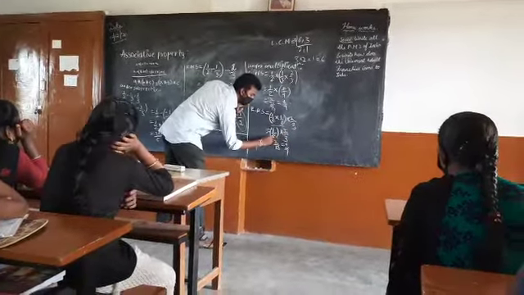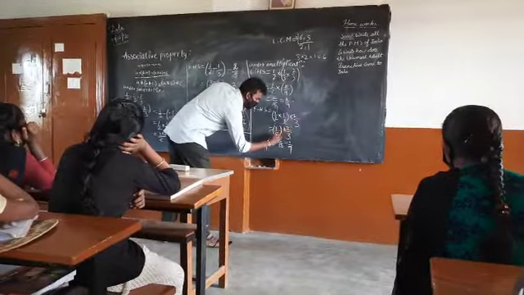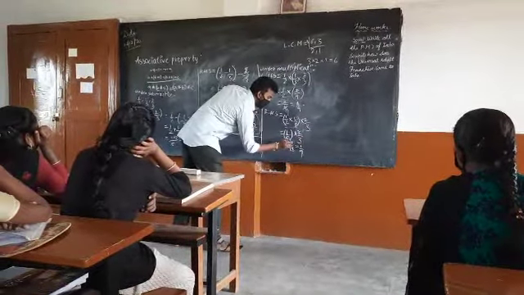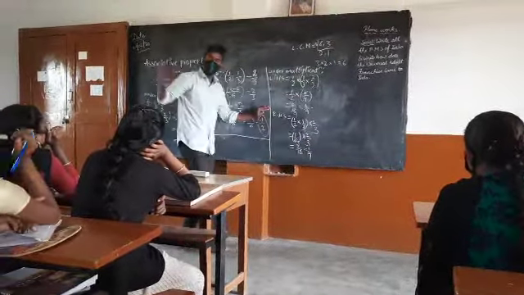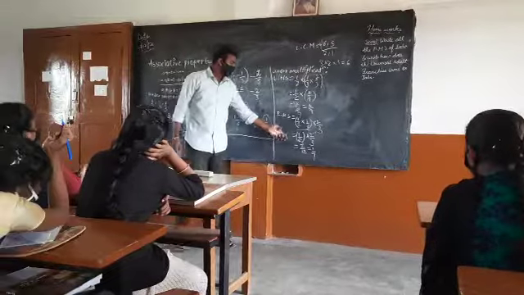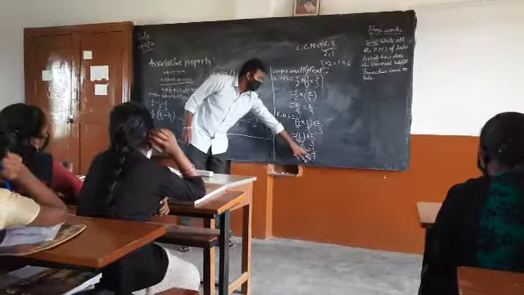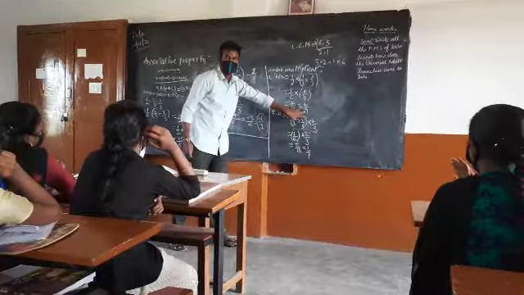Cancel this 2 and 6. 2 ones are 2, 2 threes are 6, so 1 into 1 is 1, 3 into 3 is 9. That way also you can do it. Okay. So we arrived at 1 by 9, and the LHS is also the same, 1 by 9.